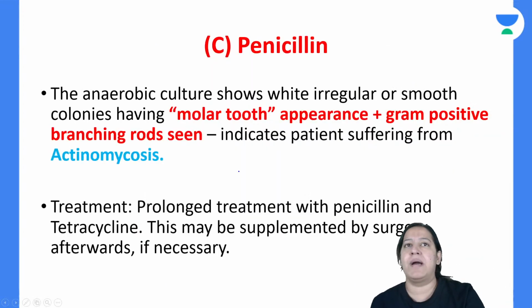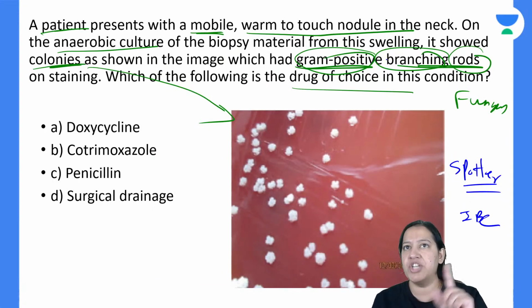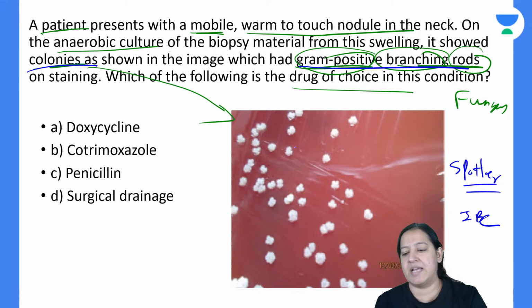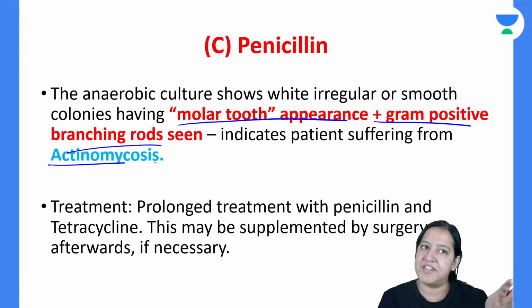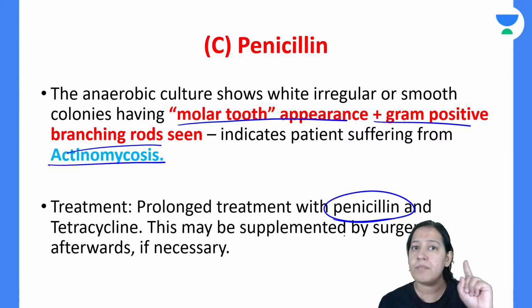It is seen in actinomycetes, right? The molar tooth appearance fits, and it is also a gram positive branching rod. Both criteria are fitting, so the answer is nothing else. It is actinomycetes, and the drug of choice for actinomycetes is penicillin. The drug of choice is penicillin and tetracycline.